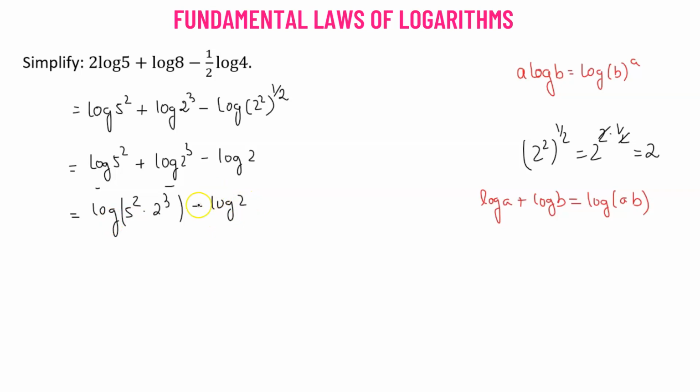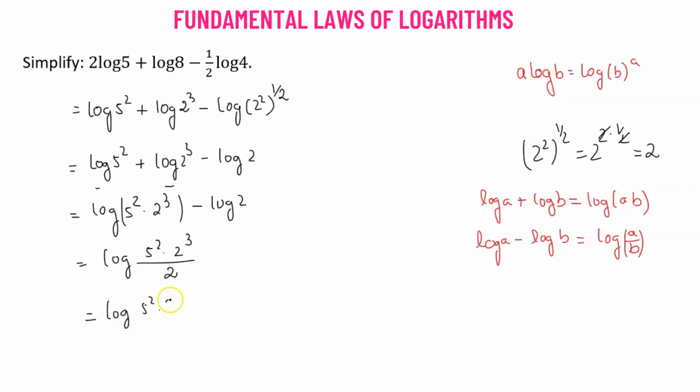Now we have 2 logarithms but with a negative sign. So that means we can use the next property, which is log of a minus log of b, and that will be equal to log of a over b. So let's use this. So this should give us log of 5 squared times 2 cubed divided by 2, or simply log of 5 squared times 2 squared. Here we have cancelled one 2 from the numerator and the denominator. Fine. So 5 squared times 2 squared.